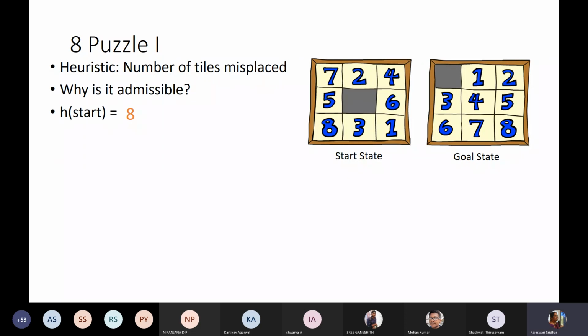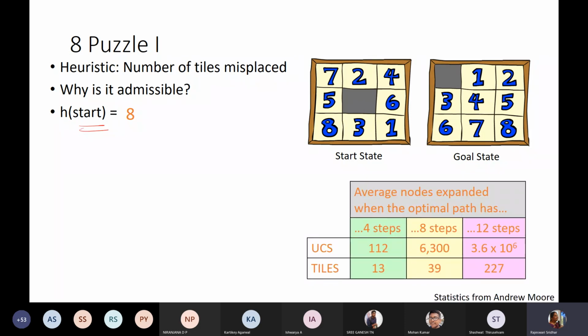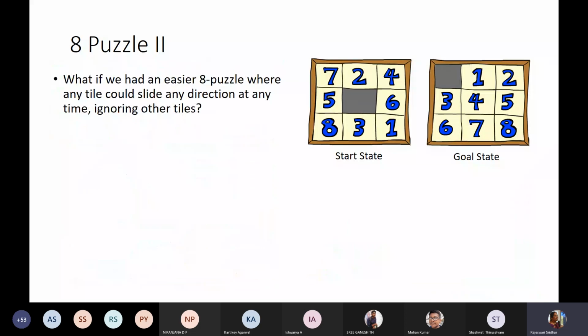This is an example. Here, the 8 puzzle heuristic could be the number of tiles misplaced. Why is it an admissible heuristic? In the sense that it is not going to be overestimating. You can just go up or down, etc. So all the blocks are misplaced, so that's why h start is equal to 8. So you can expand the nodes and then get to this problem.